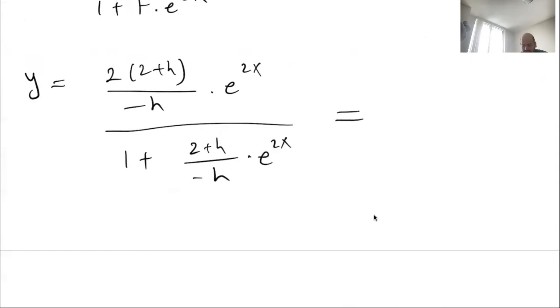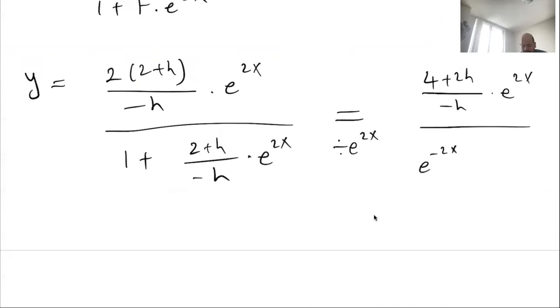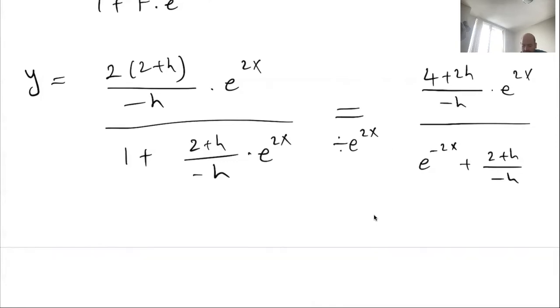So now if I divide again both sides by e to the 2x, divide top and bottom by e to the 2x, then I'll get (4 plus 2h divided by minus h) e to the 2x divided by e to the minus 2x, plus (2 plus h) divided by minus h. Sorry, I've divided by e to the 2x. So plus this number. And this one also will be 1 because I'm dividing top and bottom by e to the 2x. So this will cancel, and this will be replaced by e to the minus 2x.